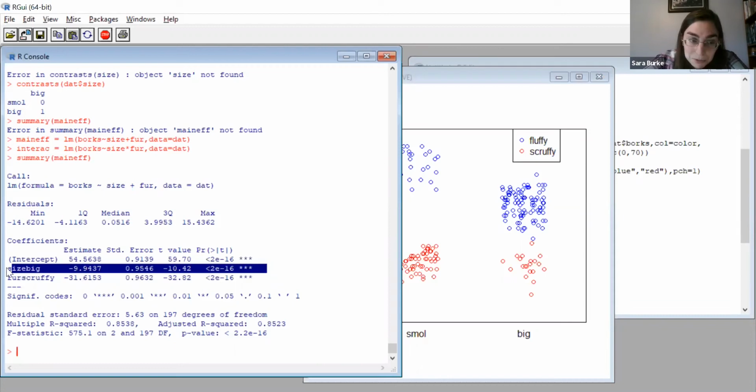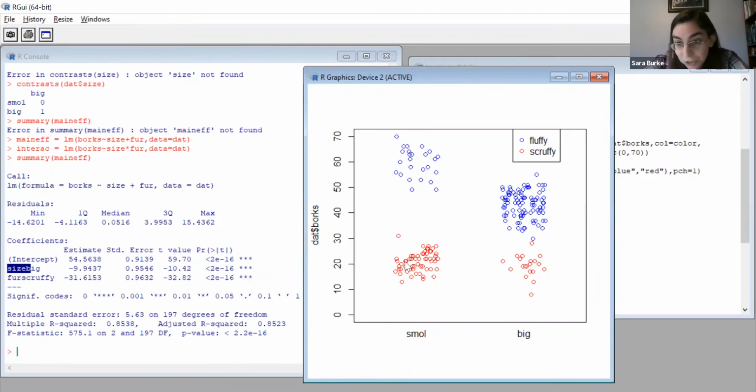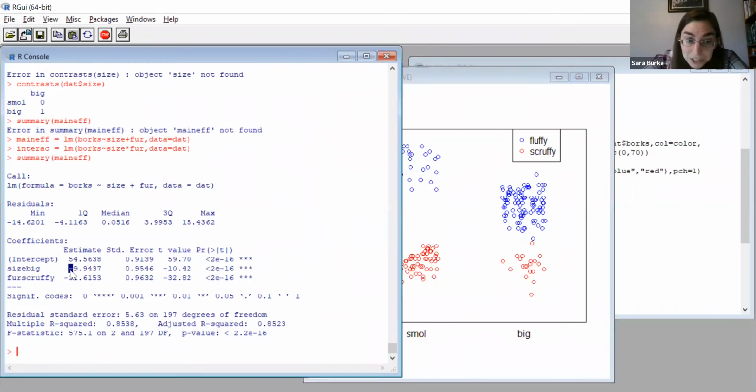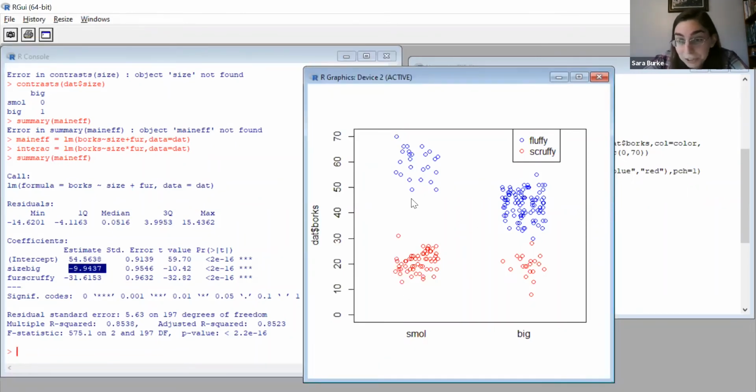So when we have the relationship between size and Borks adjusting for fur, what that means is that the slope of size has to be the same within each fur group, but I do get to move it up or down for the different fur groups. And suddenly that relationship is negative, because on average within these fur groups, the big dogs are barking less than the small dogs, even though overall on average the big dogs were barking more than the small dogs, because there's lots of small scruffy dogs who don't bark much, and lots of big fluffy dogs who do bark a medium amount.